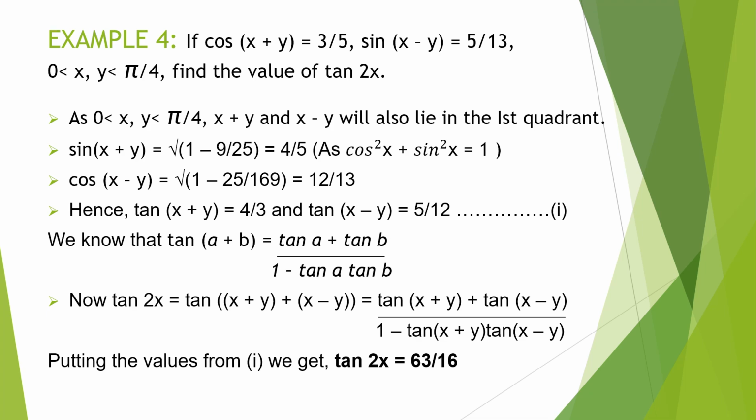Now we have a formula for tan(a plus b). Tan(a plus b) is tan a plus tan b upon 1 minus tan a tan b. Now again you should understand by looking at the example why we are doing this, because 2x can be written as x plus y plus x minus y. We want to use the values which we have found out. So tan 2x we will write as tan of (x plus y plus x minus y). Using the formula, this is equal to tan(x plus y) plus tan(x minus y) upon 1 minus tan(x plus y) tan(x minus y). Now it is simple, just put the values from the first equation. We get tan 2x as 63 by 16 on simplification.